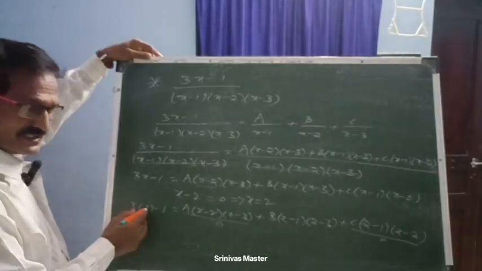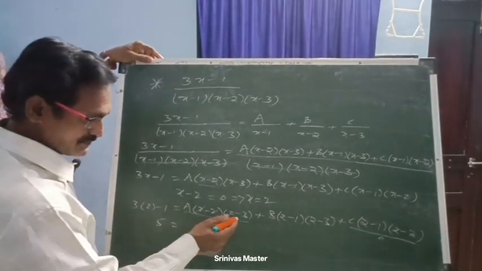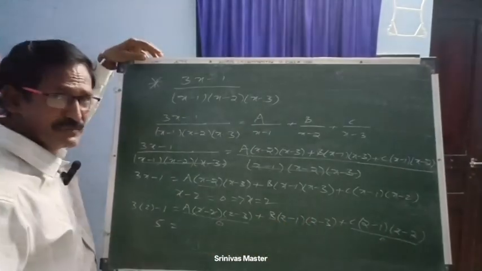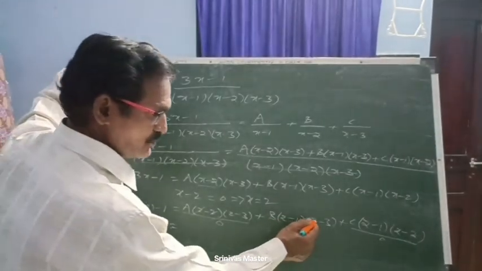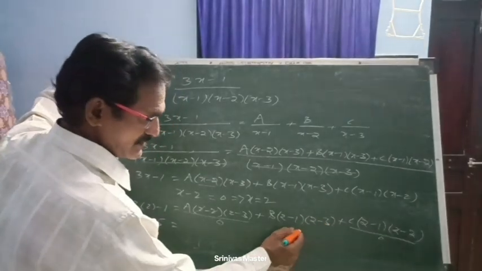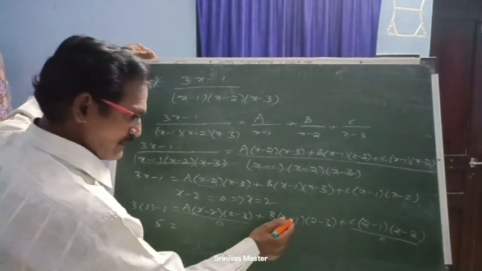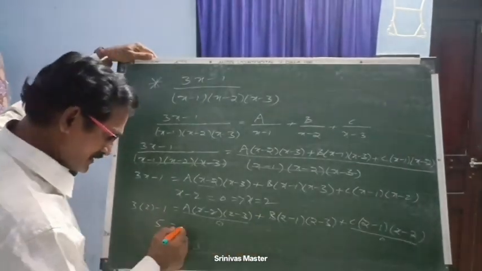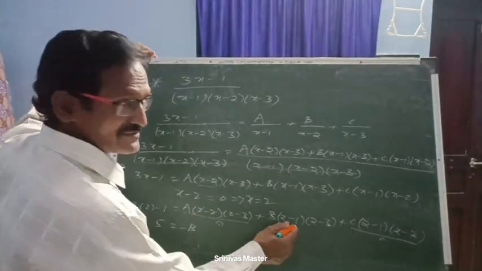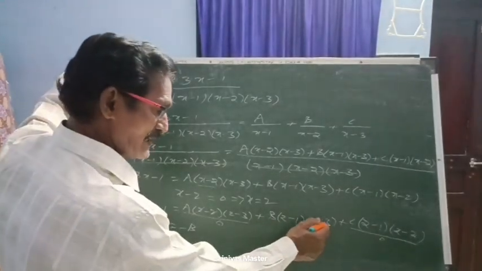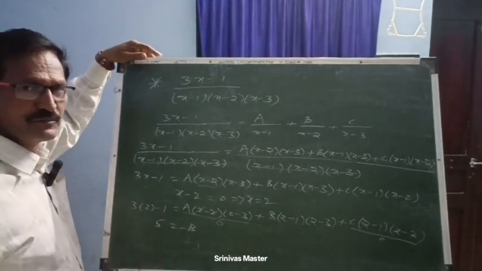Here 3 2s are 6. 6 minus 1 is 5, equal to, this part is 0, no, only this part is left, only the b part is left. 2 minus 1 is how much? 1. 2 minus 3 means how much? Minus 1. So 1 into minus 1, how much? Minus 1. Minus into plus, minus. So that is minus b. 2 minus 1 is 1, 2 minus 3 is minus 1, minus 1 into 1, minus 1, minus 1 into plus b, minus b. So 5 equal to minus b.